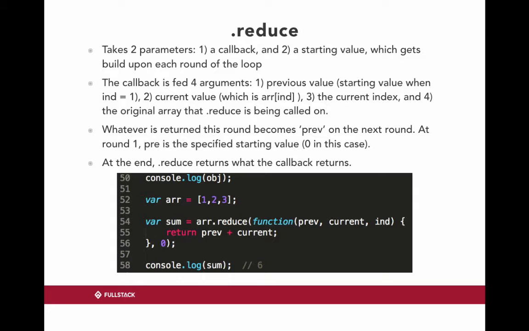So great question. Yeah, prev is not the value before in the array. Prev is what the last loop of the callback returned. Yeah, I bet a lot of you had that. That's a great question.